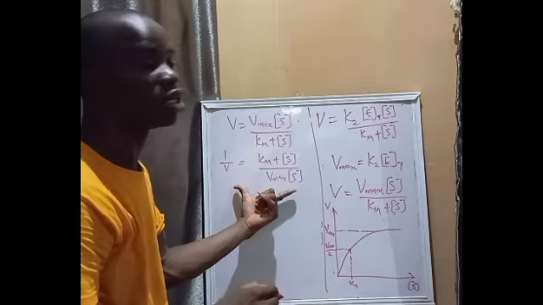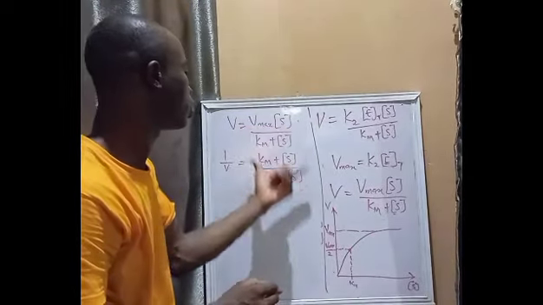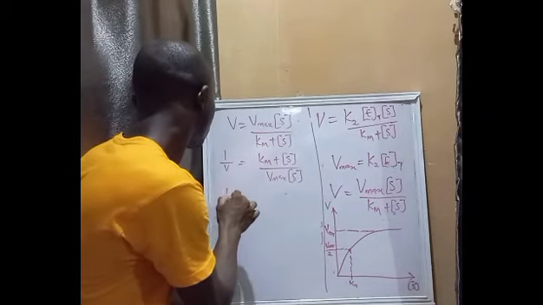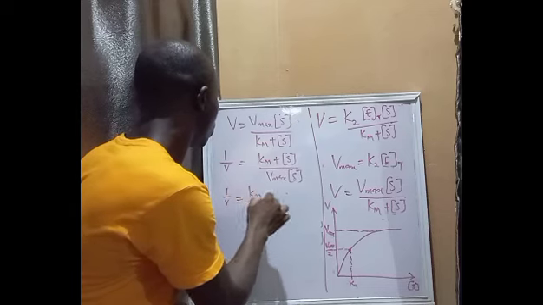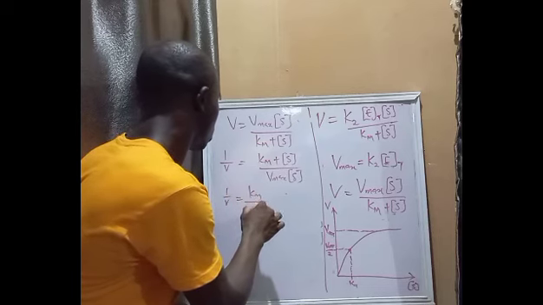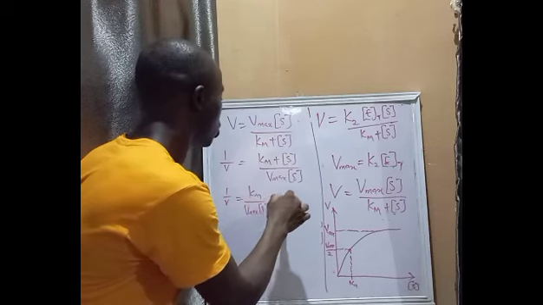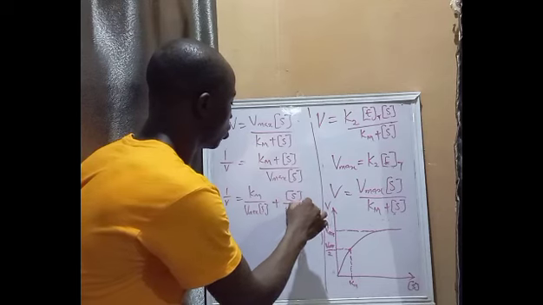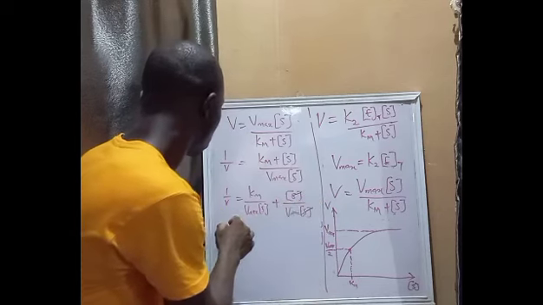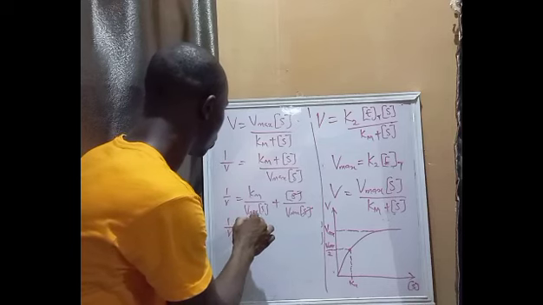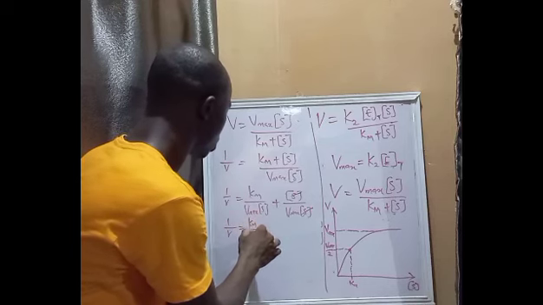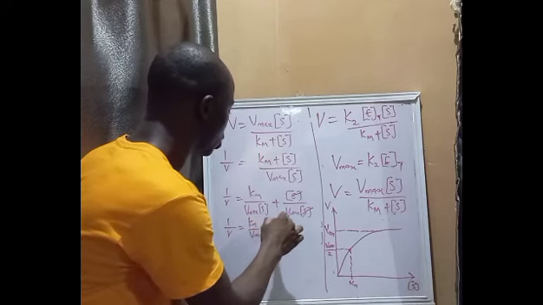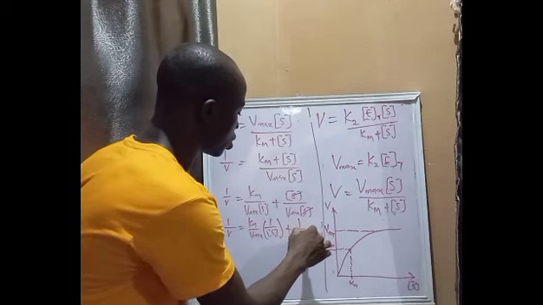This expression is the reciprocal of this, and this is the reciprocal of this. So from this place we can have that 1 over V will be equal to Km over Vmax times substrate concentration, plus substrate concentration over Vmax times substrate concentration. This we cancel, and then we are going to end up with 1 over V equals Km over Vmax, times 1 over substrate concentration, plus 1 over Vmax.